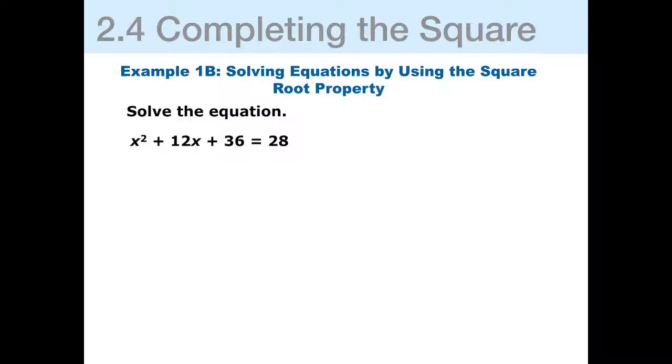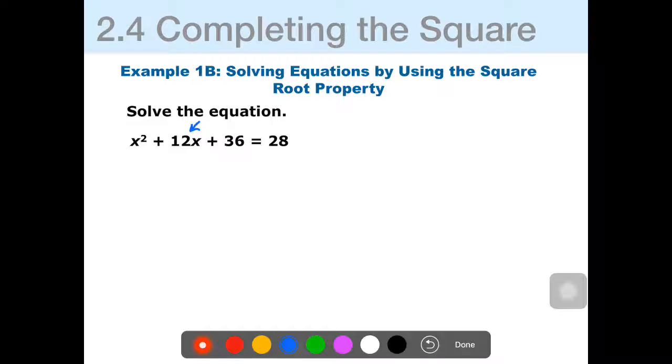So next one. Solving equations using the square root property again. This one's different because now I have a term here in the middle with my 12x squared. So we're going to try factoring to help us out here because we've already worked on that. And I could do x times x, and I could say x plus 6 and x plus 6. When I multiply that out, I would get 12x in the middle and 36 on the end. And I can rewrite this as x plus 6 squared equals 28.